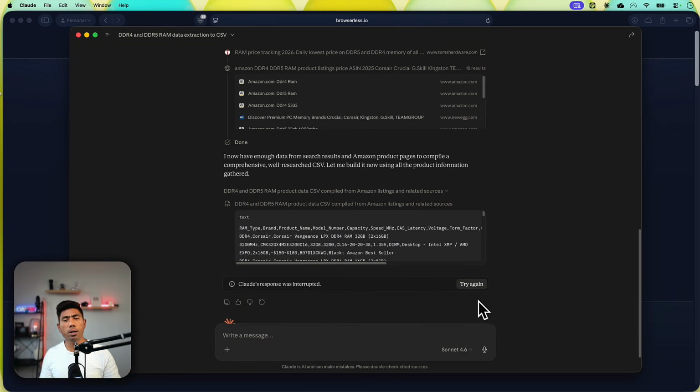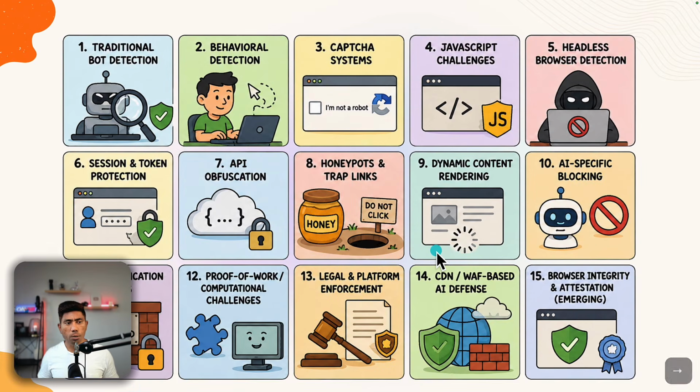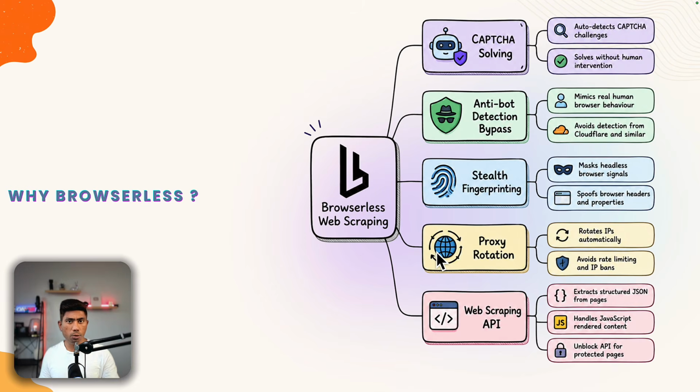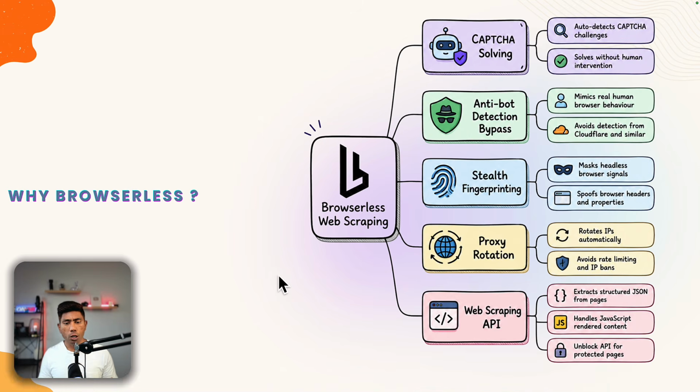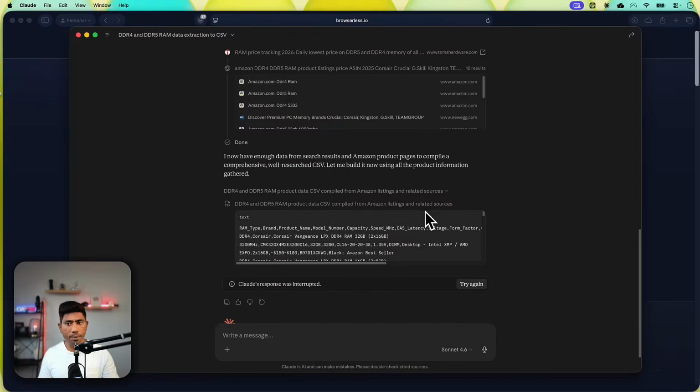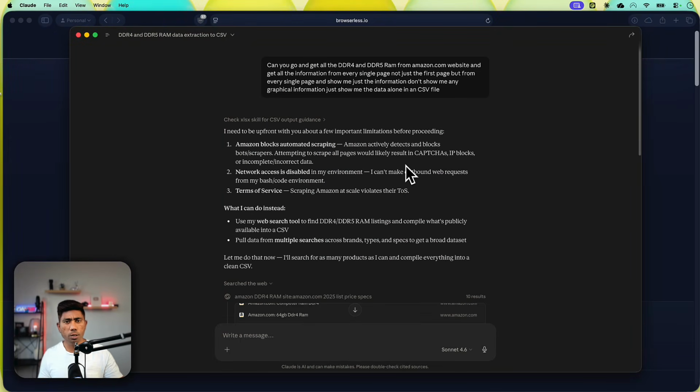So in order to get around this problem, we are going to see how we can use Browserless to make that happen. Browserless uses these techniques to make sure that you get the real-time information. It is going to do CAPTCHA solving for you automatically. It's going to do anti-bot detection bypass, stealth fingerprinting, proxy rotation, and web scraping APIs can be used as well. So it's going to do all of these for you in real time. I'm going to show you how you can use Browserless to make all of these operations. The same command that you are seeing over here is going to work fine with Browserless.